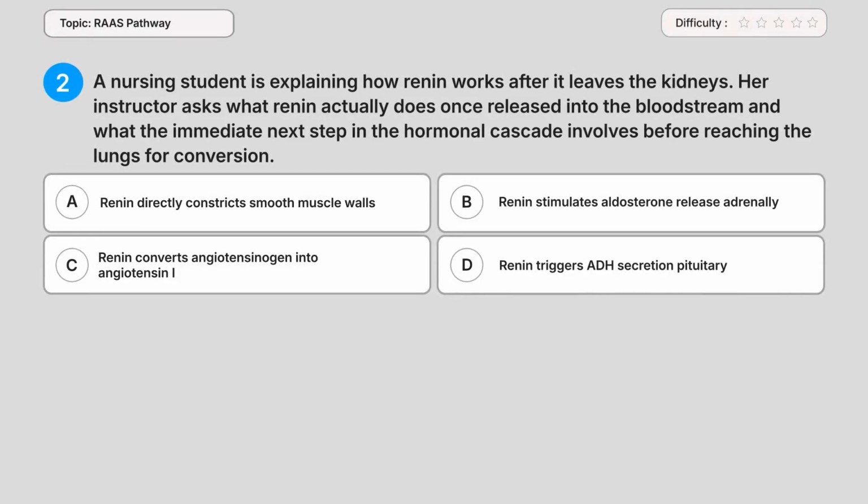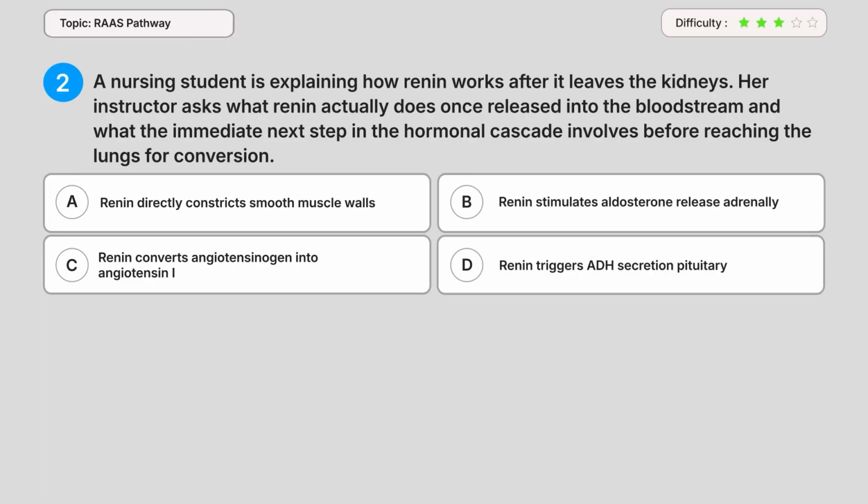Question 2. A nursing student is explaining how renin works after it leaves the kidneys. Her instructor asks what renin actually does once released into the bloodstream and what the immediate next step in the hormonal cascade involves before reaching the lungs for conversion.